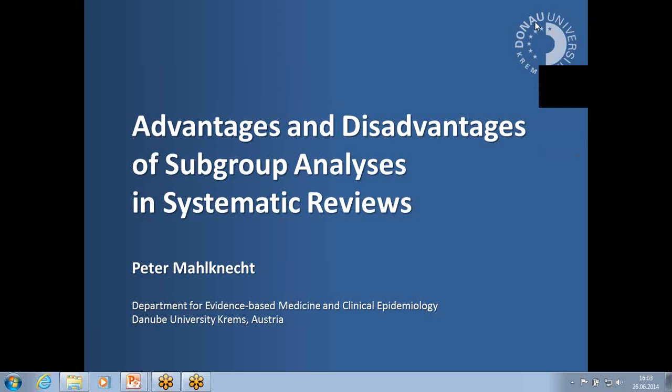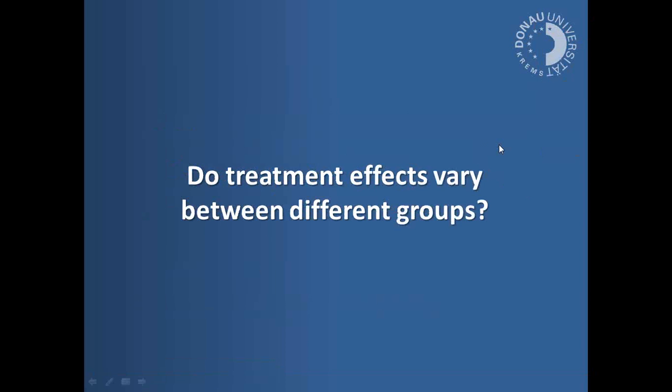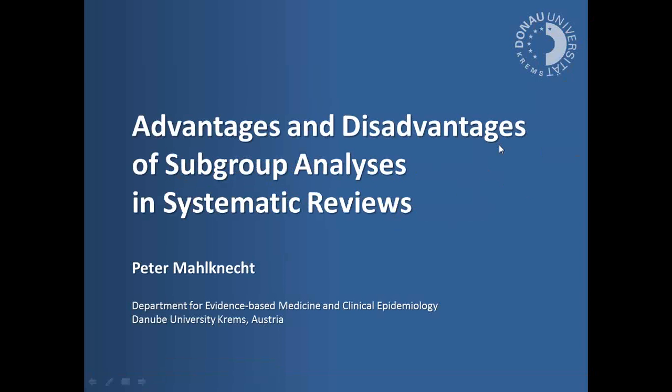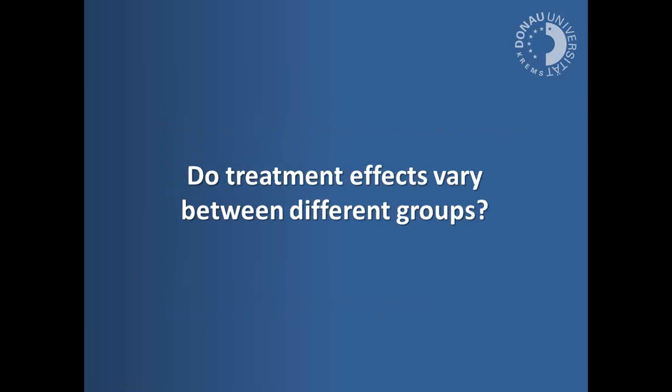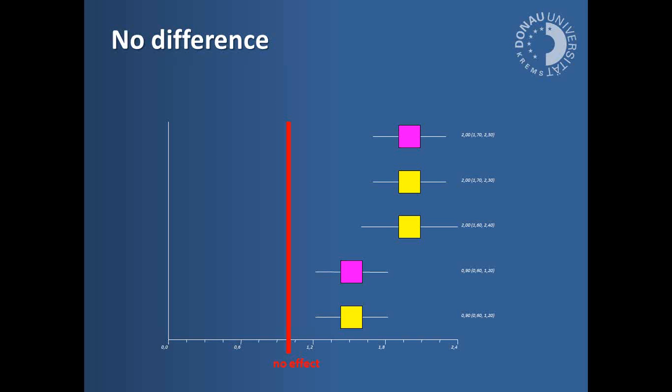So I will speak about advantages and disadvantages of subgroup analyses in systematic reviews. And the question is not just about the treatment effect, but mostly: do treatment effects vary between different groups? Just to show which differences there can be, in this example we see that in different subgroups of this meta-analysis, there is no difference in effect.